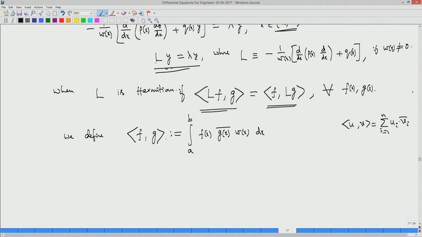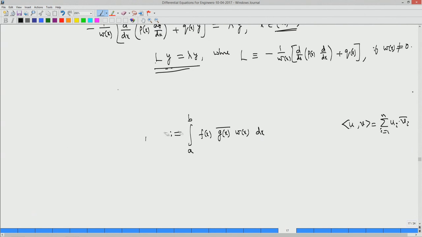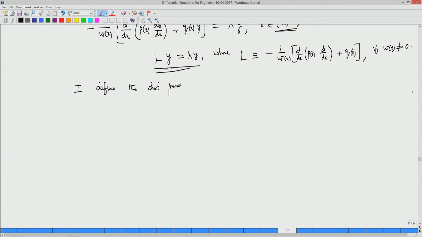With this dot product we want to see whether it is Hermitian or not. So, you have to define this first. Let us do this in a logical way. Once you have this operator, Ly equal to lambda y, I define the dot product. What is the dot product here? The dot product for the functions f(x) and g(x) is a definition.